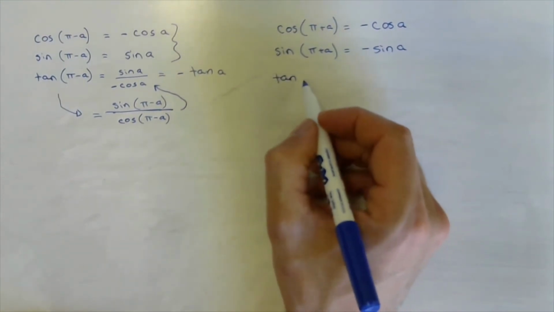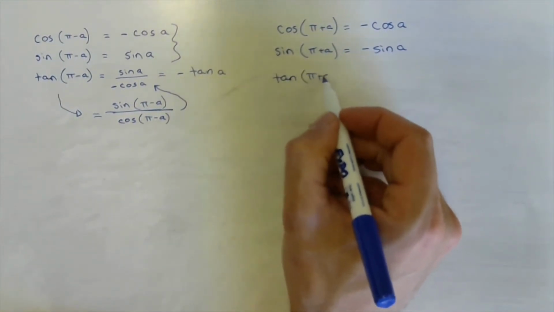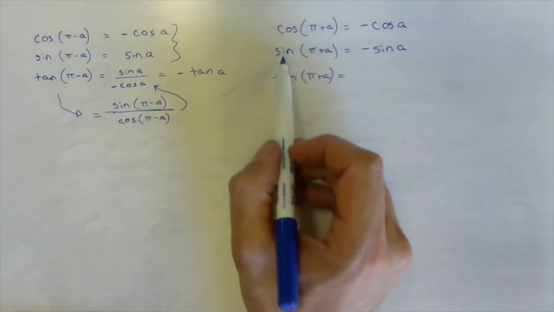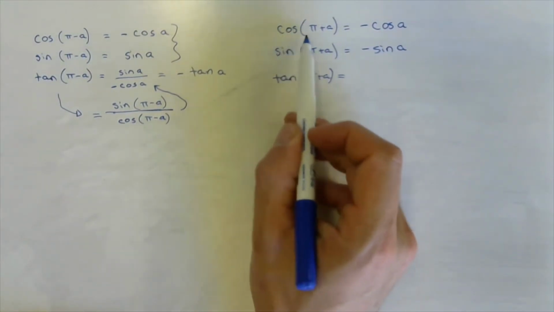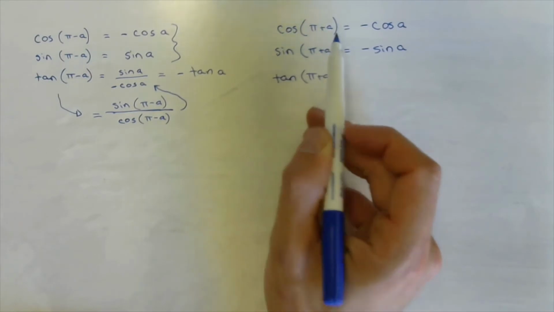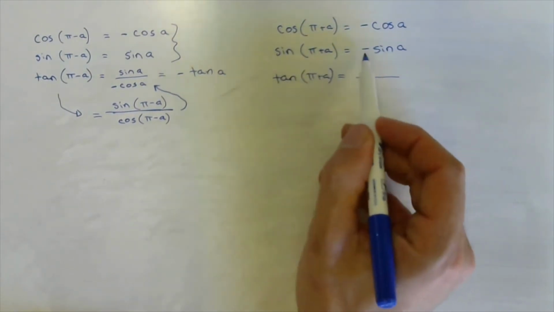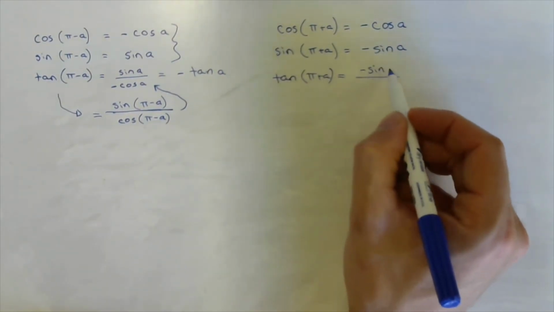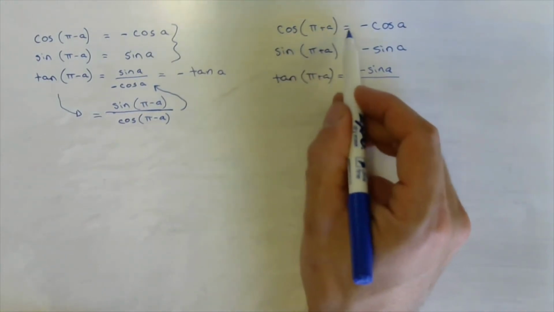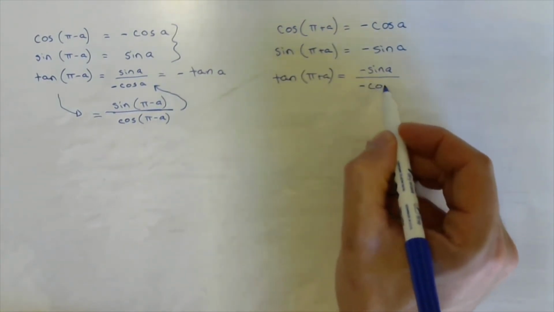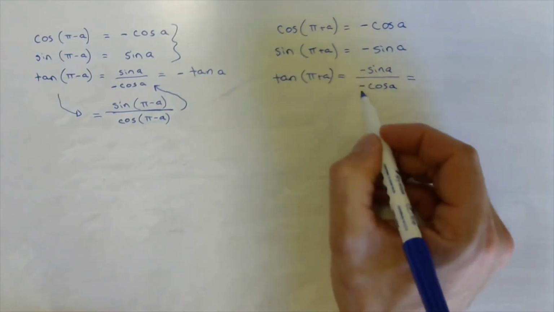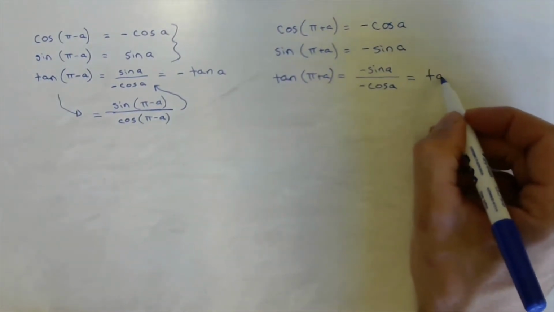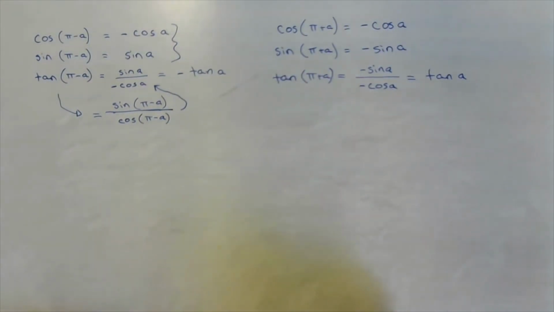Tan, again, I could write this step. The tan of pi plus a is equal to the sine of pi plus a over the cosine of pi plus a. But we already know that the sine of pi plus a is negative the sine of a, and the cosine of pi plus a is negative the cosine of a. Negative over a negative is a positive, so this is just tan of a.